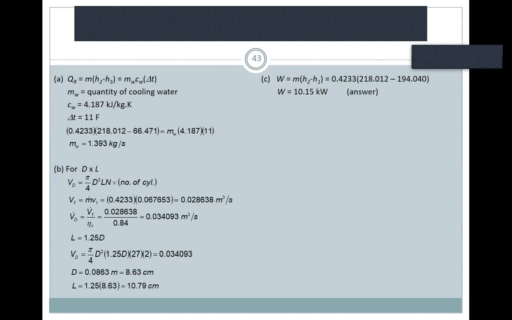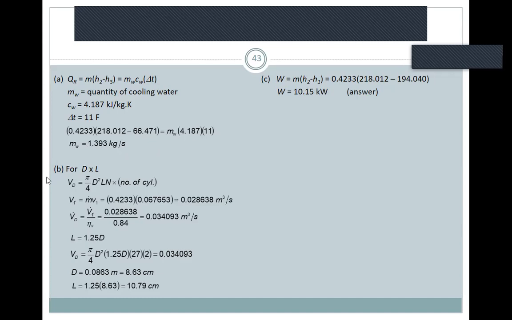Entering water temperature sa kalibig. So delta T lang. So pwede mo gamitin ito. Assume M C delta T. So this 0.4233 times 218.012 minus 66.471 is equal to M sub W times 4.187 times 11. So M sub W is 1.390 kilogram per second. So this is now your answer.